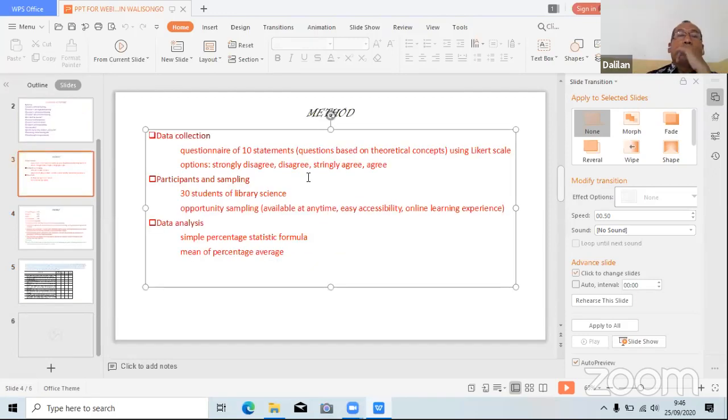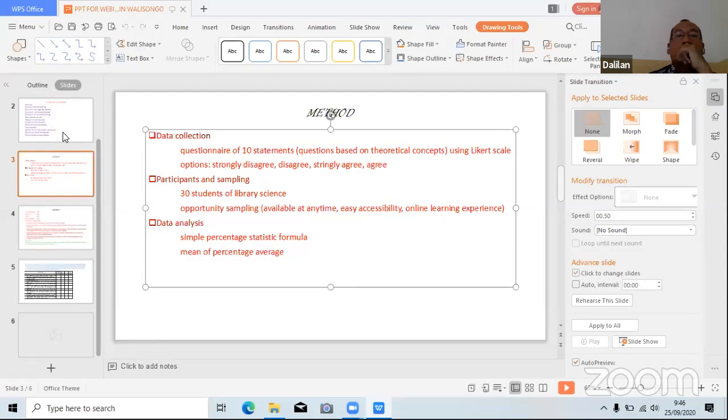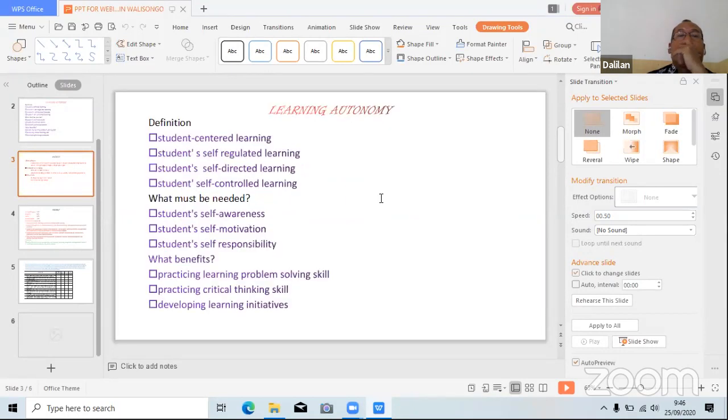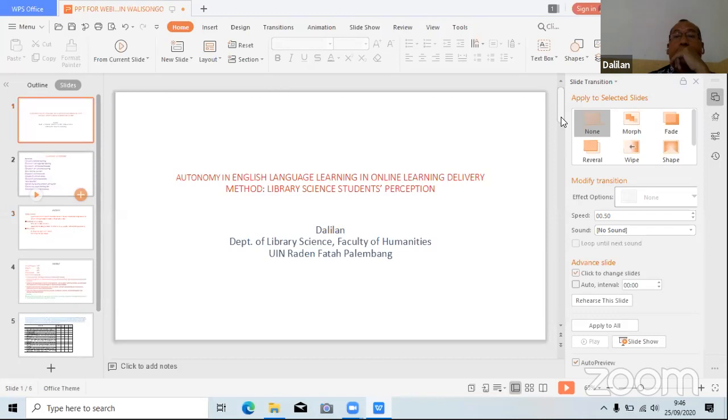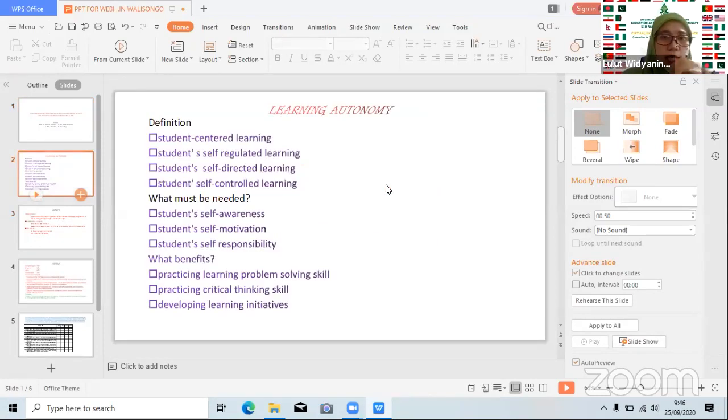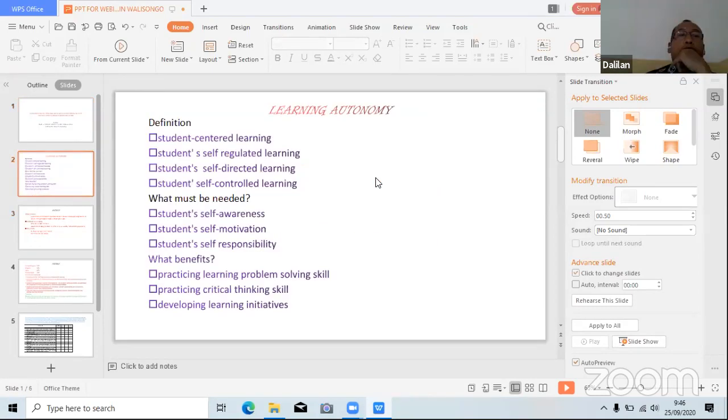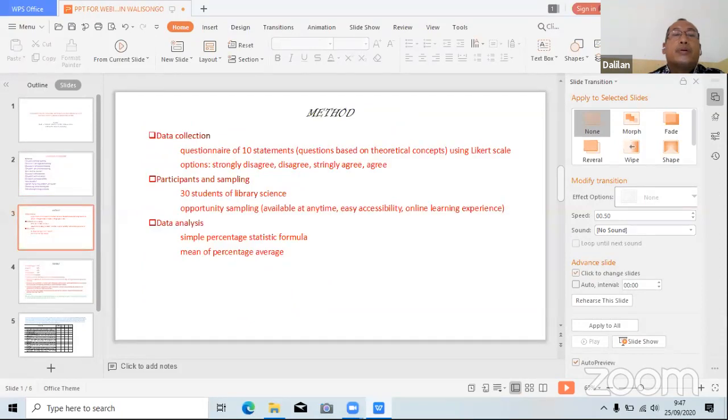Can I just show the background of the research? I collected the data on learning autonomy. You can click the slideshow, Pak Dalilan. Okay, slideshow. Now this is the background. I would like to really focus on my findings, please. Okay, method.